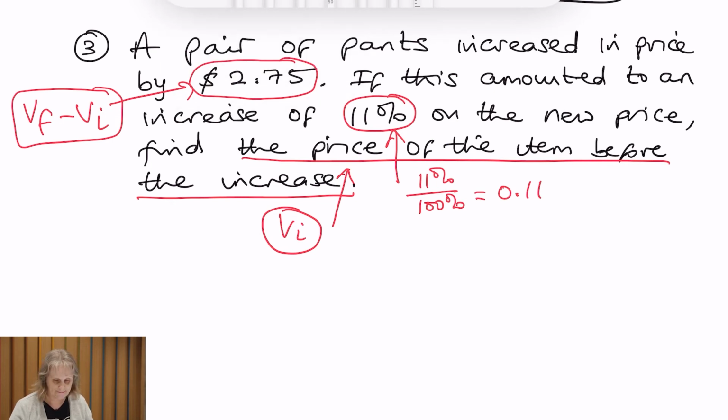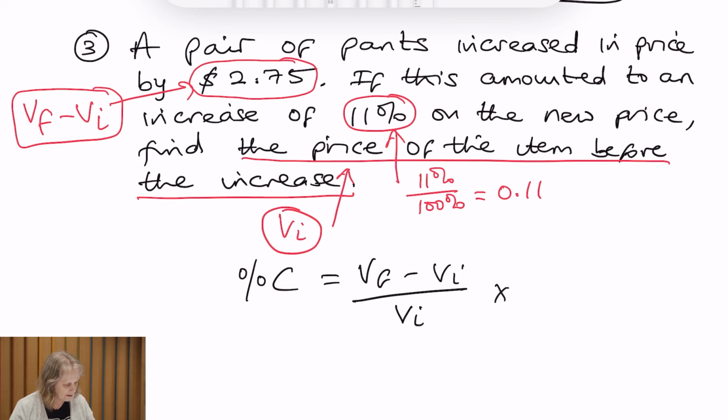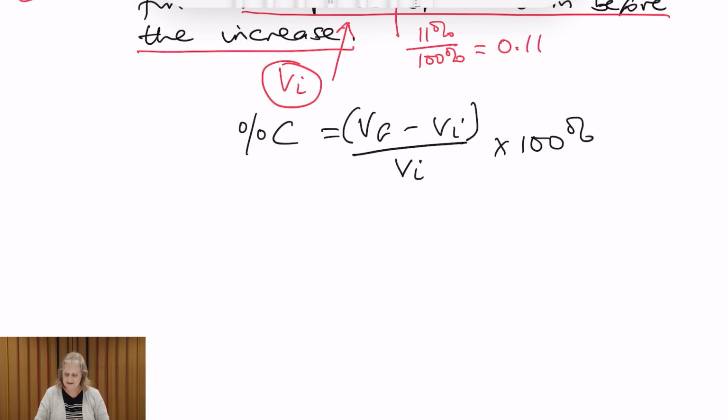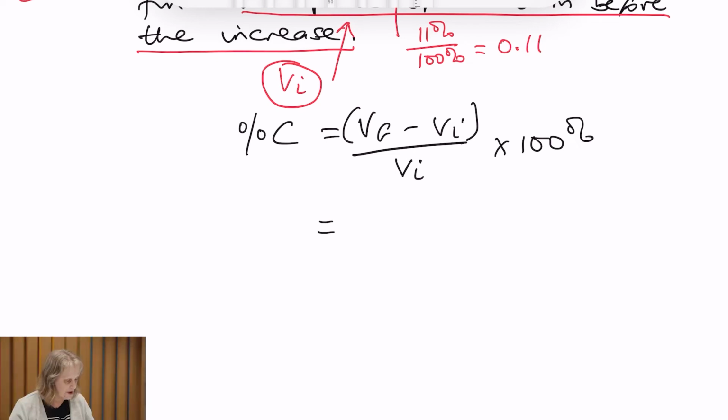Okay, so once we've identified those correctly, now we can use the formula to work out this particular question. So again, just a reminder of the formula that we're using. We're going to use our percent change equation. The percent change is equal to our final value subtract our initial value divided by initial value times 100%. Now, we've already written our percentage as a decimal, so 0.11. So it means we don't have to look at the 100% on this side.